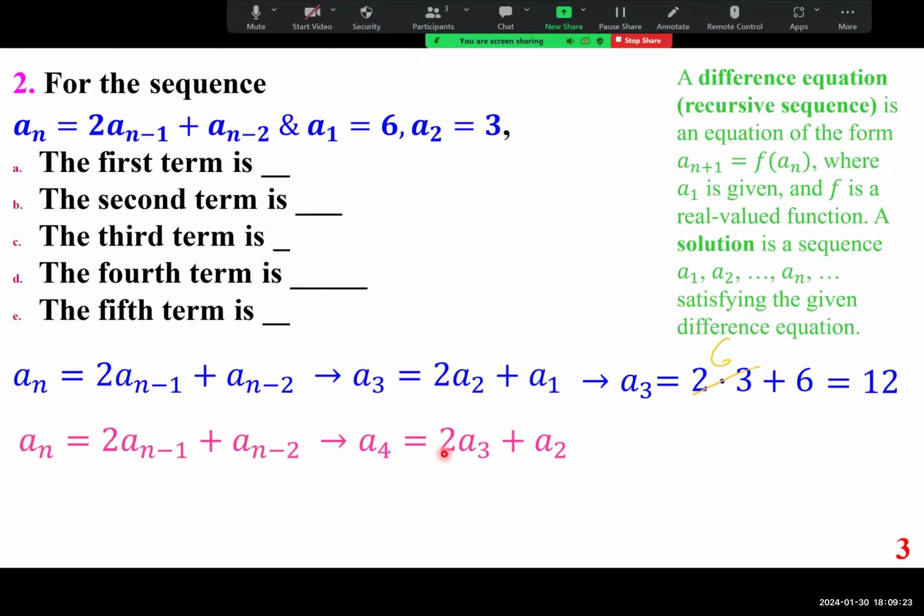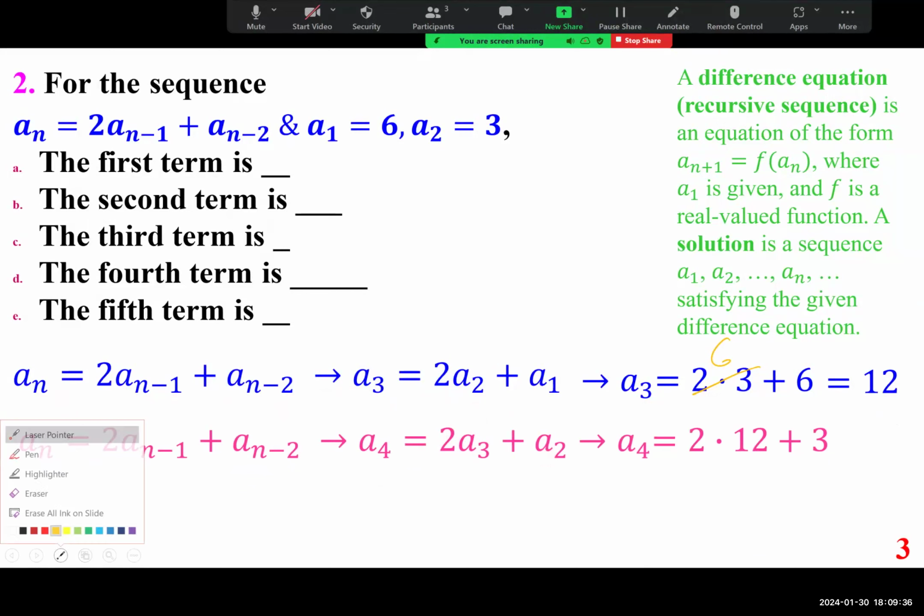So 2 times a sub 3, which is 12, plus a sub 2, which is 3. This is 24. Plus 3 is 27. And again, we can answer.